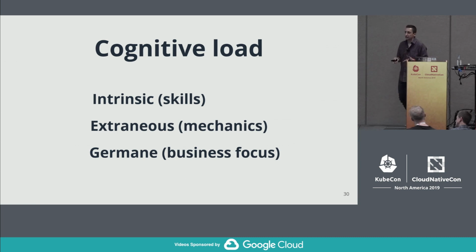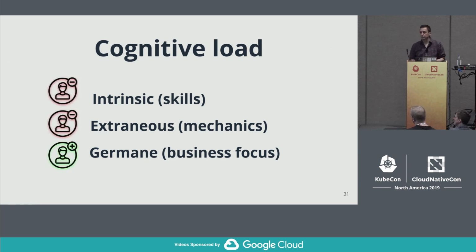And then we have the germane cognitive load. It's everything around the business domain, the kind of problems we're trying to solve for our users, or new functionality we're trying to deliver. So you can imagine that what we're trying to do, or should be trying to do, is reduce as much as possible intrinsic and extraneous cognitive load, so we leave more space available for germane load and focusing on the business outcomes, the value add for our organization.